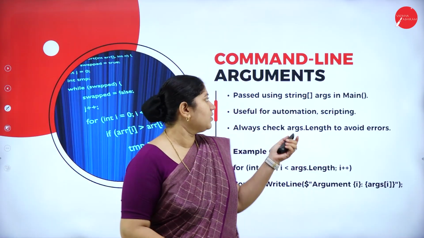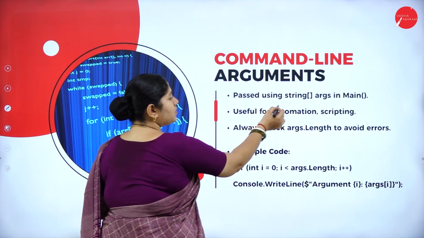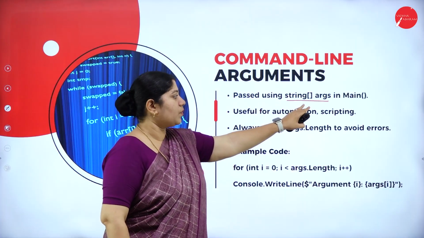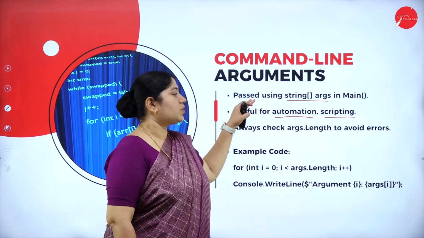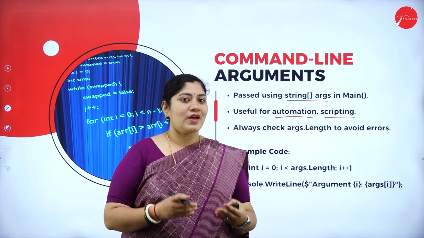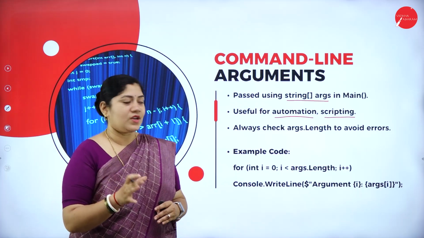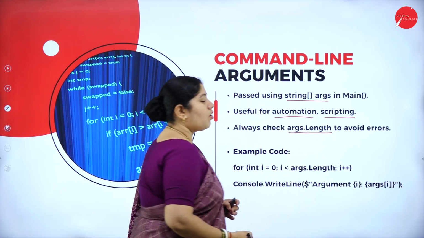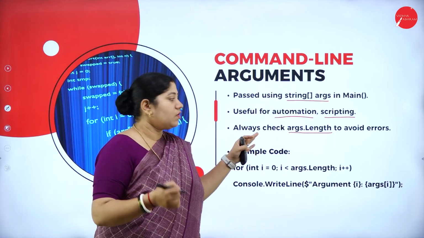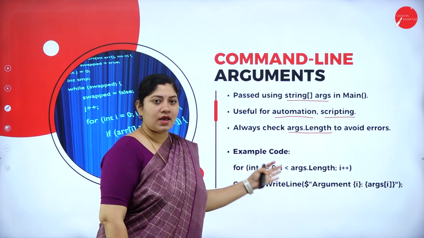Let's move forward. Over here, the command line arguments. This is a command line that specifies a string argument inside the main function. Now we'll be using the argument. What we have to check or verify is the length of the argument. The keyword for that is args.Length. This has to be verified in order to avoid errors. Up here we can see the example for this.